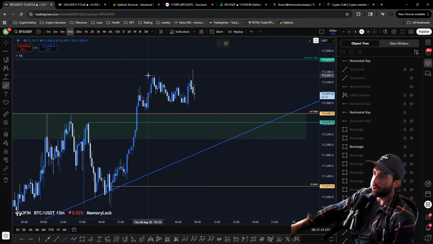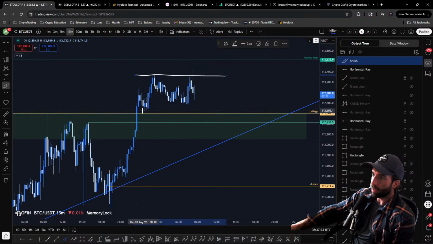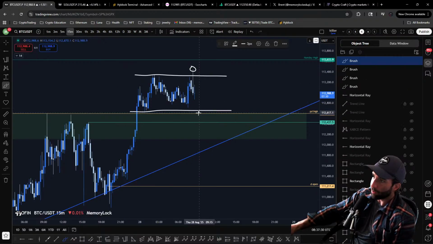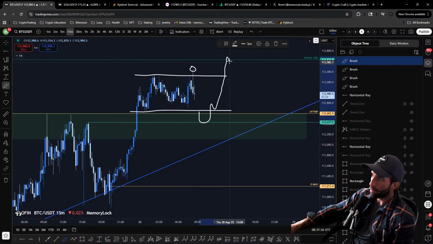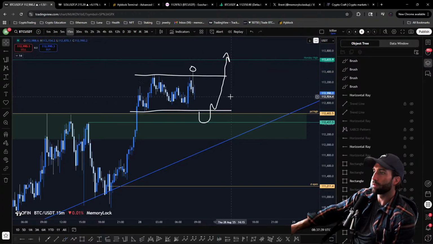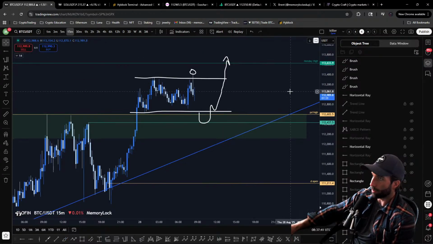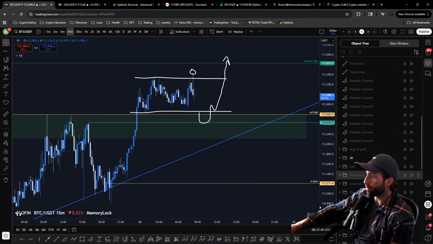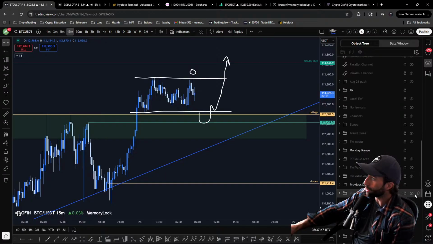What I would expect locally here is that we have a range. We've swept the range high. I would look for a sweep of range low, and then continuation to the upside, at least to Monday high. That's what I would look for. To start things off, that makes the most sense to me.